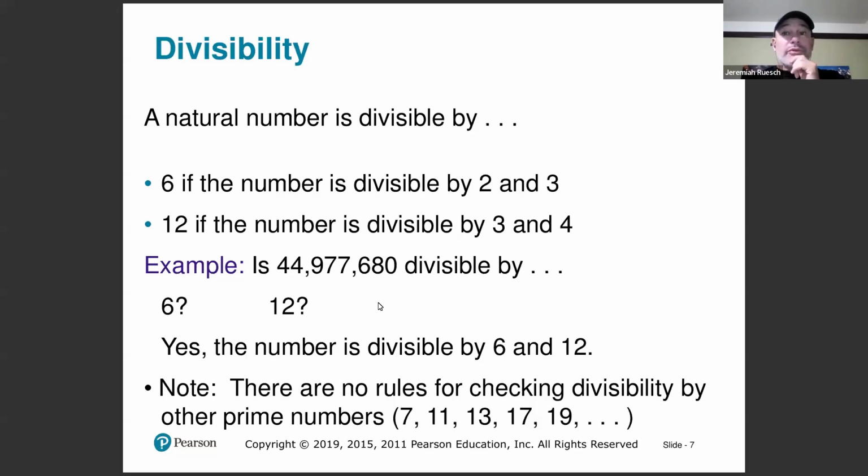Note that there are also rules for checking divisibility by other prime numbers, 7, 11, 13, 17, 19, and so on and so forth. Each of these you can find out by playing around with and actually discovering them for yourselves, or you can look them up.